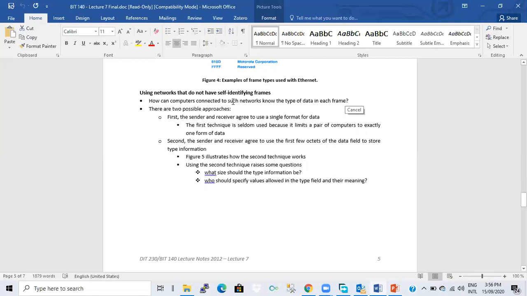The second approach, the sender and the receiver agree to use the first few octets of the data field to store type information, like the other one that we've seen. The next figure, that is Figure 5, will illustrate how the second technique works. So using the second technique raises some questions. Questions like, what size should the type information be? Who should specify values allowed in the type field and their meaning?